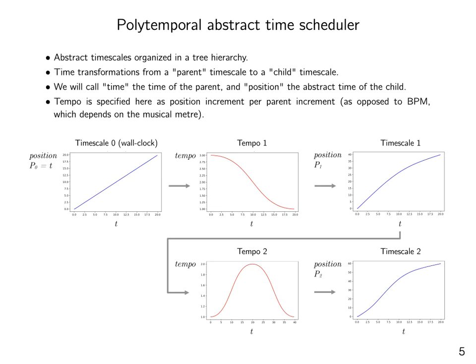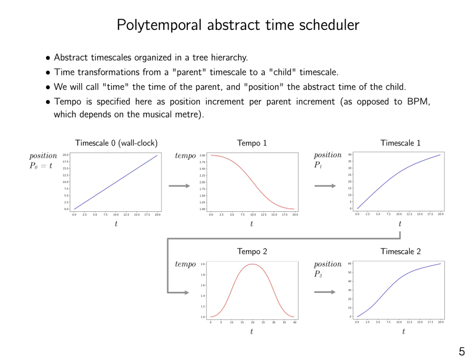You can have abstract timescales that are organized in a tree hierarchy. And essentially, the time of a timescale is related to the time of its parents through a time transformation that is specified by a tempo curve. And at the root of the hierarchy, there is the wall clock time. So just to clarify a little bit about the names here, I will call time the time of a parent timescale, so the input of a time transformation, if you will. And I will talk about position when I'm talking about the abstract time of the child timescale, so the output of the time transformation.